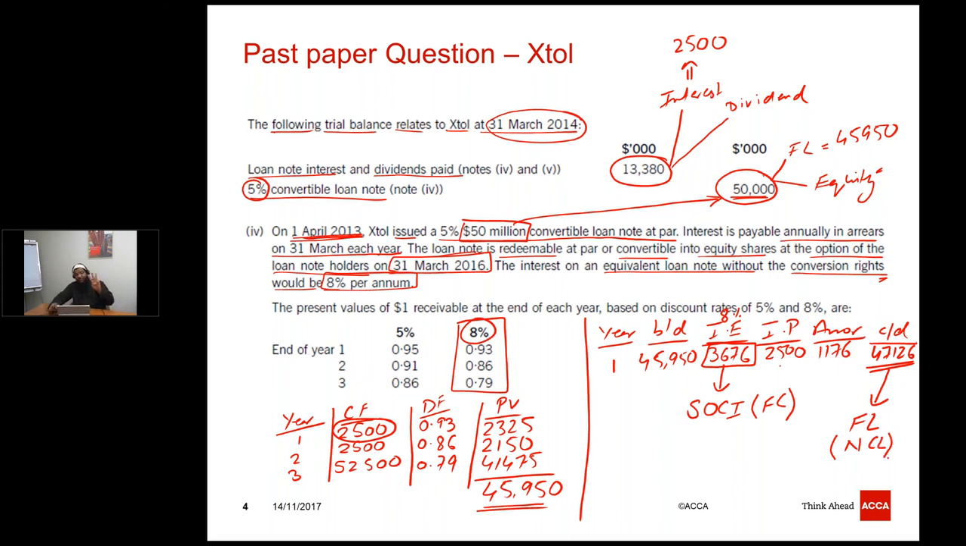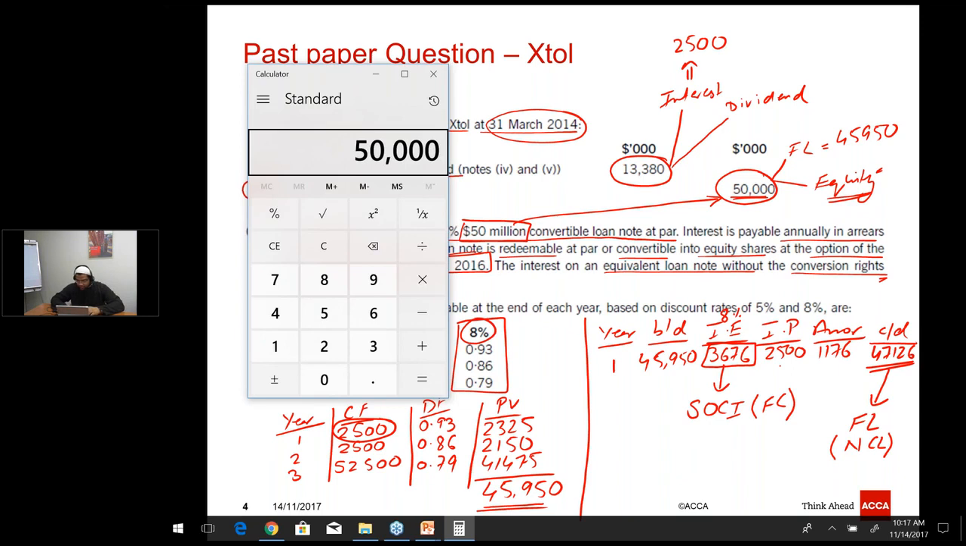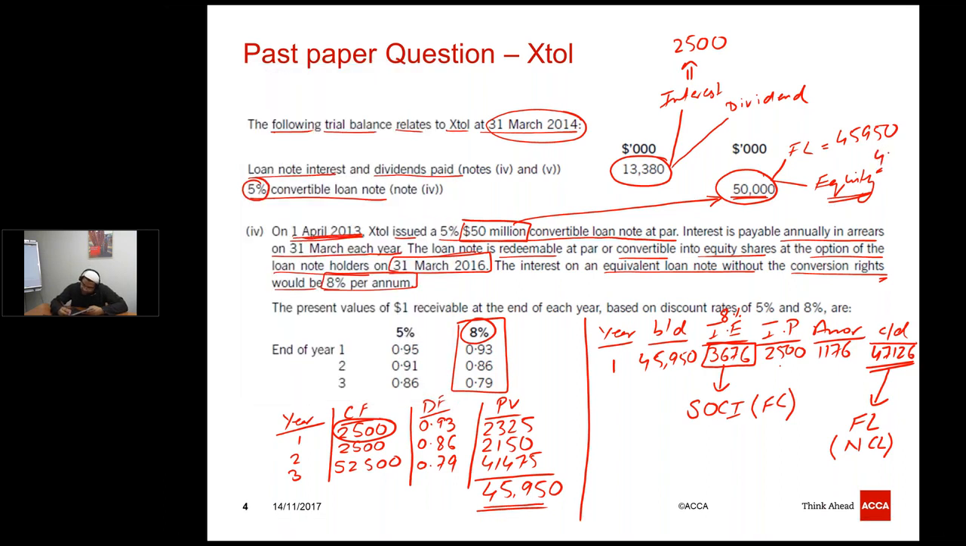And apart from this, the third impact is actually the amount of equity. So the amount of equity is 50,000 minus 4,5,950, which is going to be 4,050. So this 4,050 will also be recorded in the statement of financial position, and this will be recorded as a part of equity.